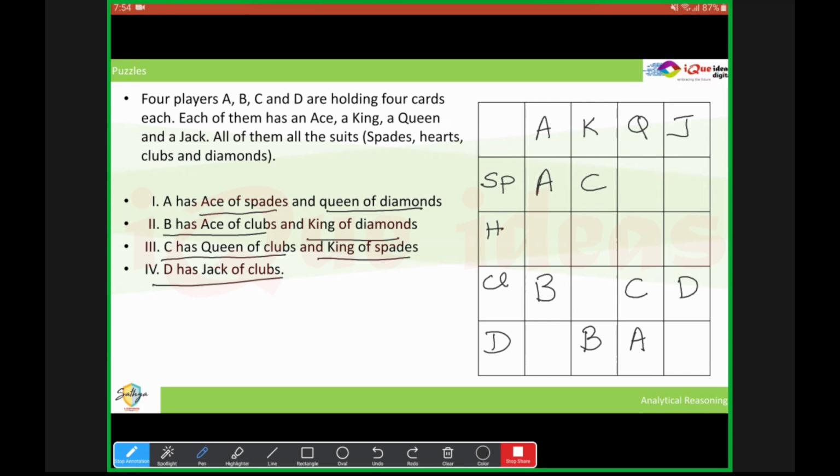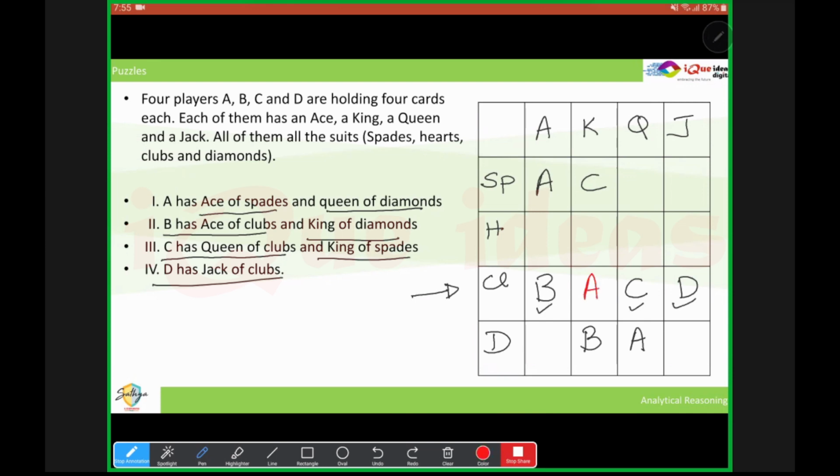Those of you who have played a game called Sudoku will know how to do this. But even if you have not played that game, don't worry. All I have to do is make sure every row and every column has all four A, B, C, D. So I'll start with the easiest one, that is clubs. I already have B, C, and D, so all I need to do is simply fill in the remaining one, A.